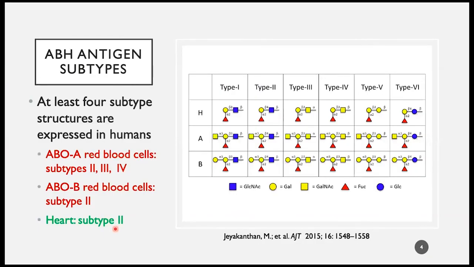From previous studies, there are at least 4 subtype structures that are expressed in humans, and the expression varies amongst tissue and cells. So for example, group A red blood cells are known to express subtypes 2, 3, and 4, while group B red cells and the heart express subtype 2. This is very important for you to know because red blood cells are used in hemagglutination, which is currently used by the clinical lab to measure anti-ABO antibodies in pre-transplant specimens.